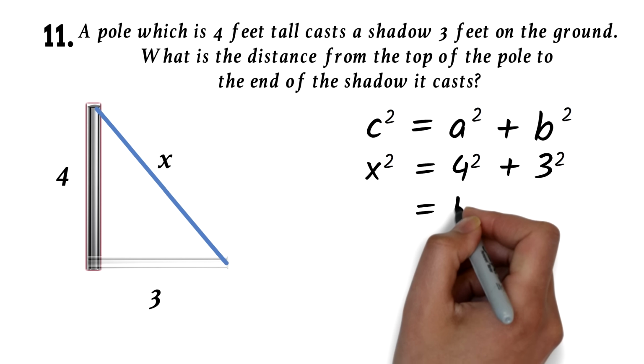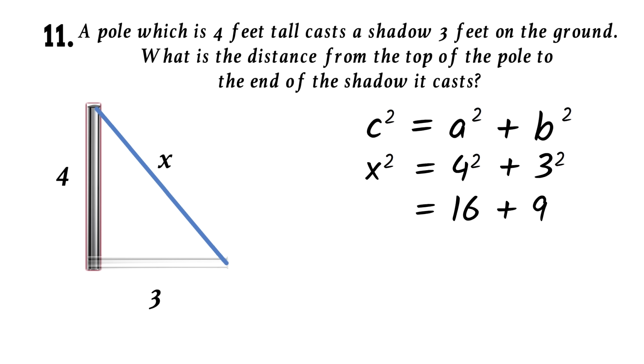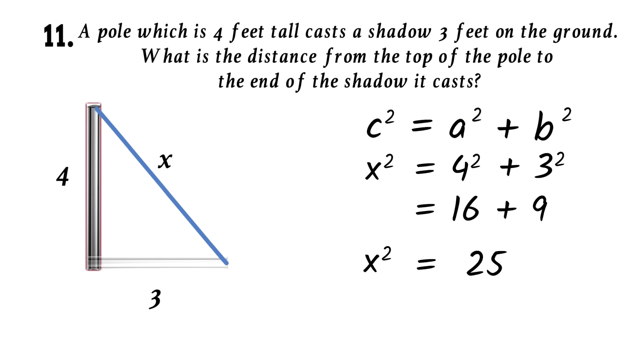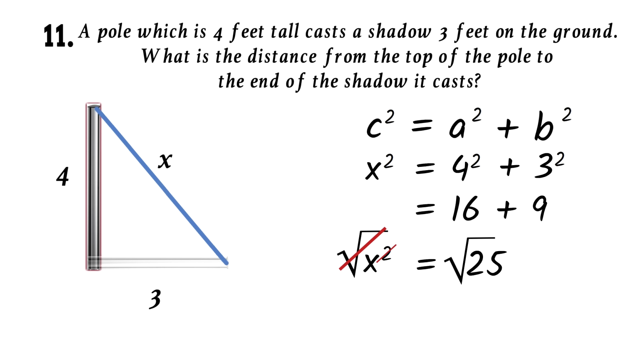4 squared is 16 and 3 squared is 9. We add them. 16 plus 9 is 25. To find x, we will find the square root of both sides. This will cancel out. Square root of 25 is 5. Therefore, x equals 5. So the distance from the top of the pole to the end of the shadow is 5 feet.